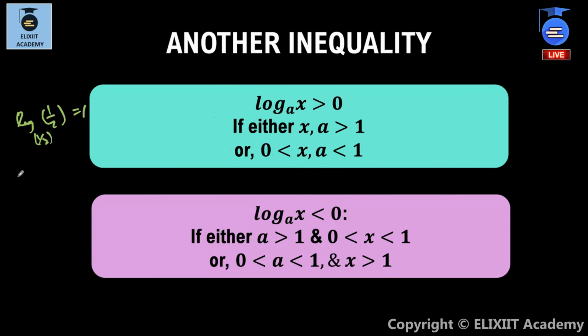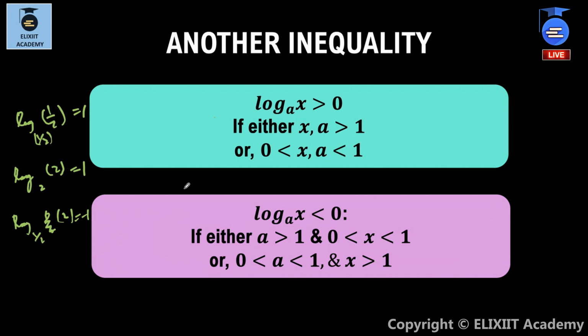Now suppose I am taking x and a more than 1. So I am taking 2 base 2, again 1, positive. Now if I take log of 2 base half, what is it? Minus 1. It is becoming negative. If one of them, the base or the number, lies between 0 and 1 and the other is more than 1, then log of x base a will be negative.